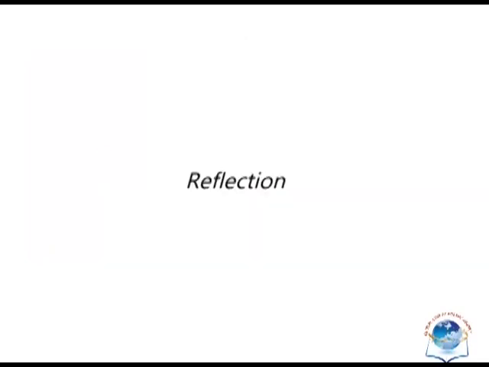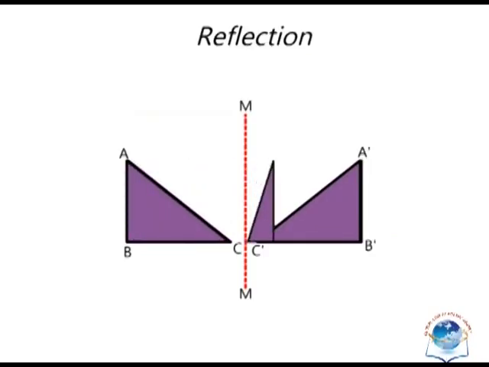Now to reflection. A reflection is a transformation that flips a shape over to create a mirror image. In this example, the triangle on the left has been reflected, flipped over the dotted line to create a mirror image. We can also say that the vertices of the triangle A, B, and C have been flipped over the dotted line to create mirror images as another triangle A', B', C'.